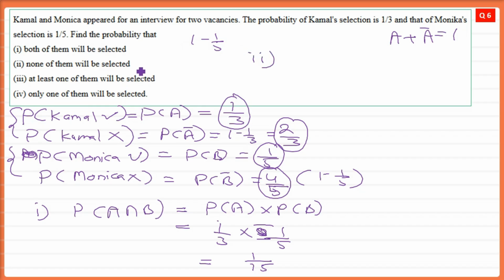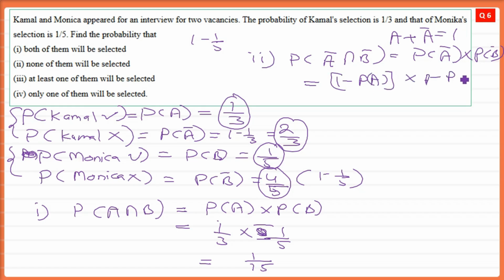Now let's do the second one. None of them will be selected. So it's simple: A bar intersection B bar. A is not getting selected, B is not getting selected, neither Kamal nor Monica is getting selected. These are independent events, so we can write it as P(A bar) multiplied by P(B bar). You could write 1 minus P(A) for P(A bar), and 1 minus P(B) for P(B bar), but these values we have already computed in the beginning. P(A bar) is already with us, 2/3, and this is 4/5, which is P(B bar). So this becomes 8/15. So this is the second one.